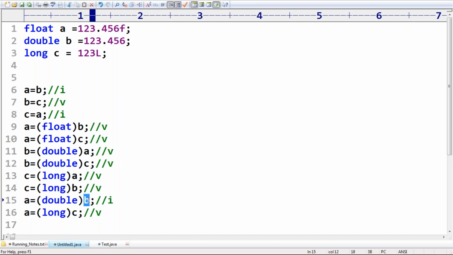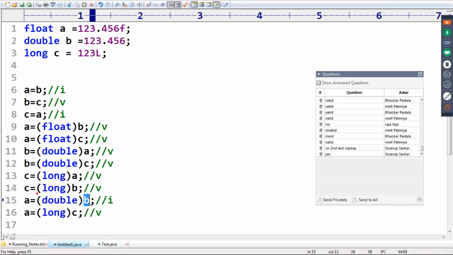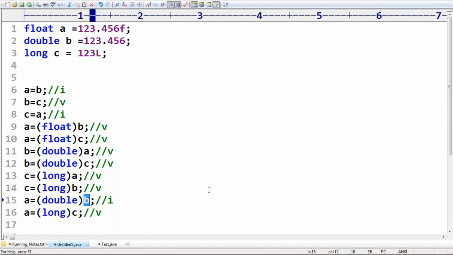Here B is what type? Double type. You are converting double to double. B is already double, so you are not performing any conversion. Now this double value we are assigning to A. A is what type? Float. Double is 8 bytes. How can you assign it to the float? That's why it is invalid.